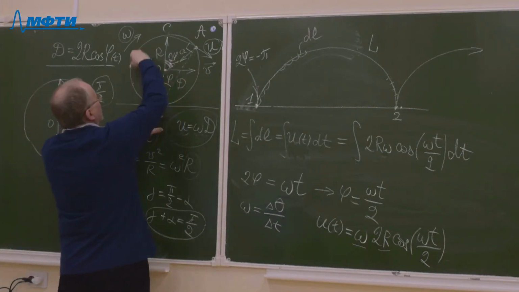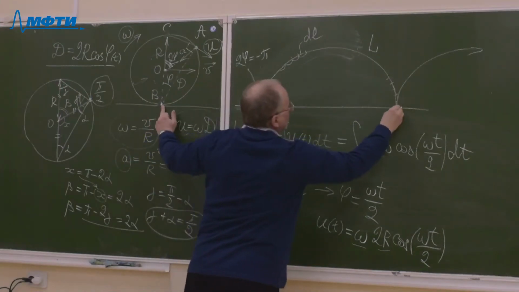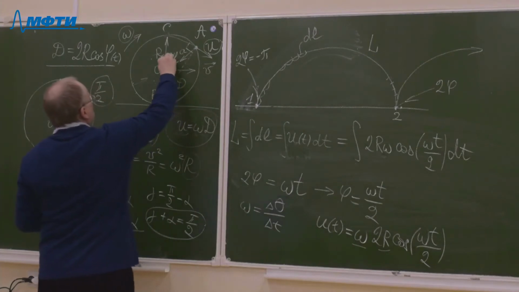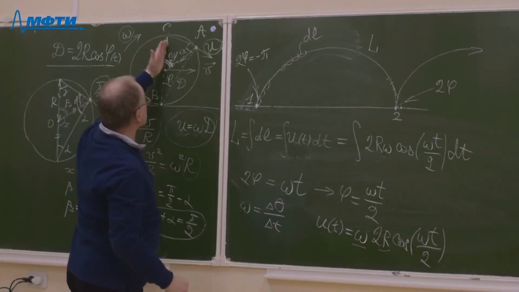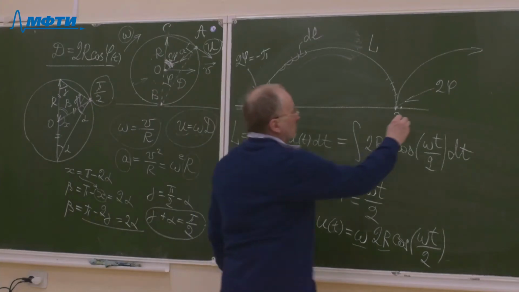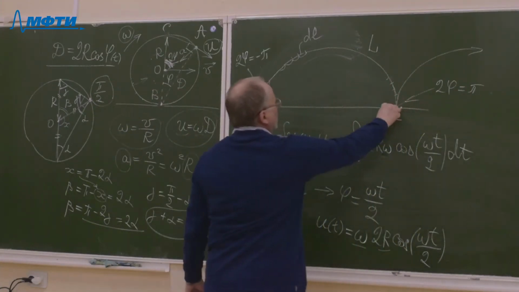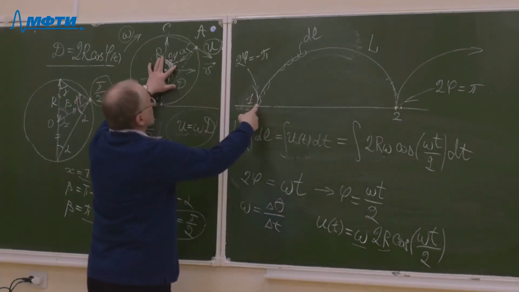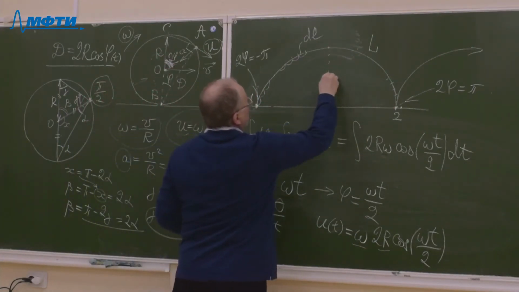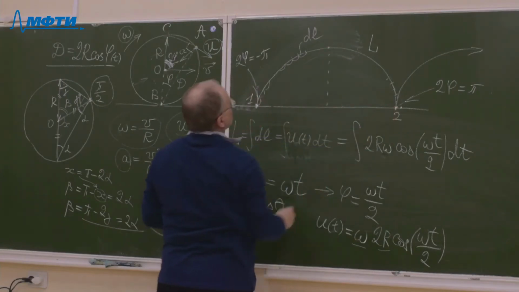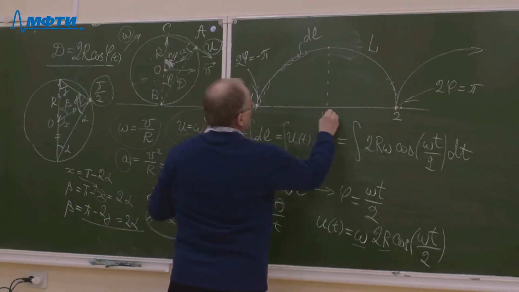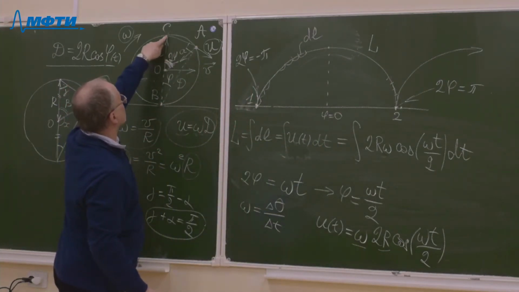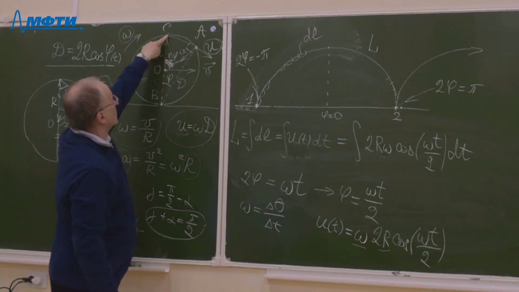And when point A touches the road for the second time here, then this angle here, the central angle, will be equal to pi, because this radius will turn by 180 degrees. Here the central angle 2 phi equals plus pi, and here it equals minus pi. And somewhere in the very middle between these 2 points, the phi will be 0, when this point A coincides with the upper point of the wheel.